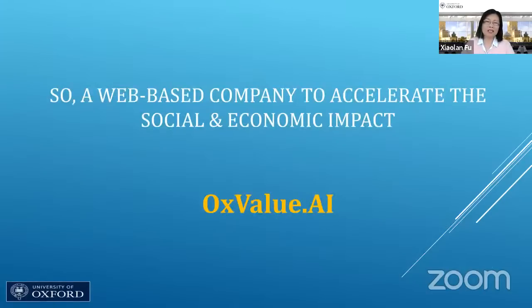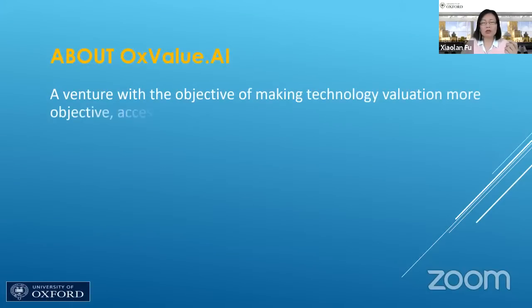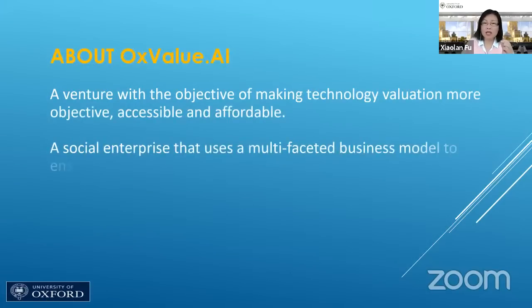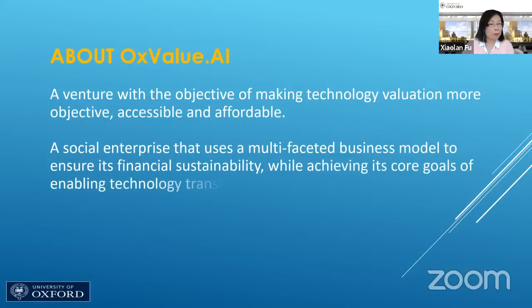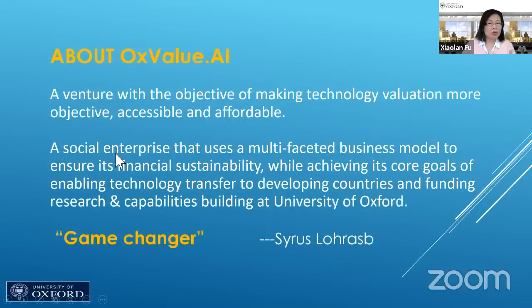That's why the university decided that we can set up a web-based company to accelerate the social and economic impact. We call it OxValue.ai. So OxValue.ai will be a venture with the objective of making technology valuation more objective, accessible, and affordable. And it will be a social enterprise that uses a multifaceted business model to ensure its financial stability while achieving its core goals of enabling technology transfer to the developing countries and funding research and capability building at the university.